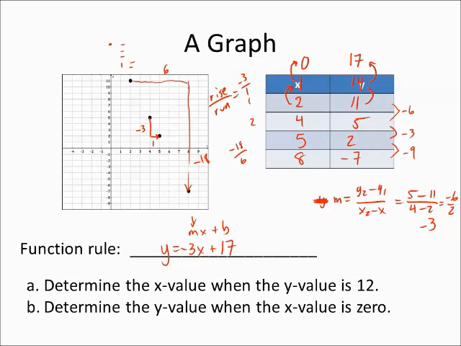Okay? So, determine the x value when the y value is 12. This is now quite easy, right? You just put 12 in for y. So we go 12 equals negative 3x plus 17. And then you just solve, right? To get x by itself, we need to subtract the 17. So we got negative 5 equals negative 3x, and you divide by negative 3. Negative divided by negative is positive, and you get 5/3.